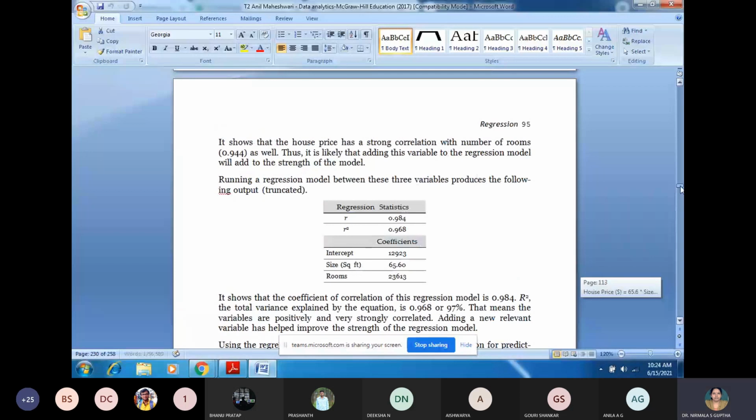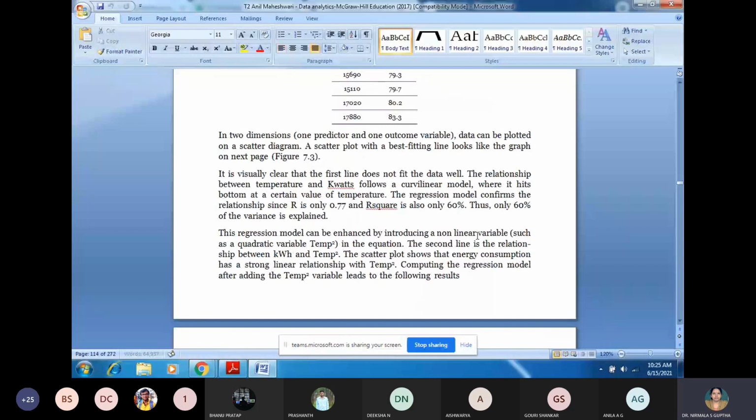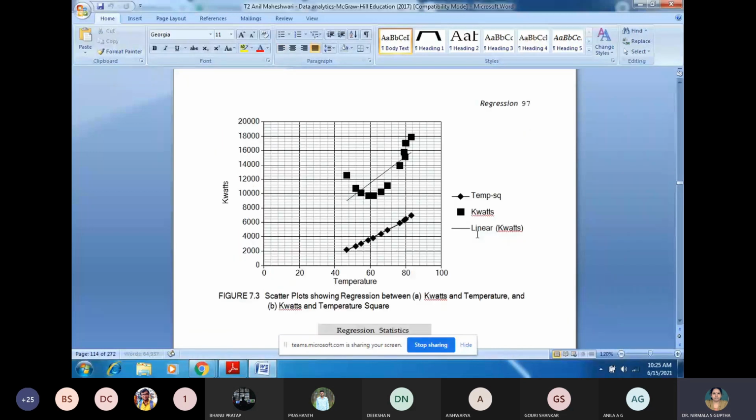So the scatter plot with a best fitting curve or best fitting line normally looks like the graph given in the picture of table 7.3. So this is the scatter plot showing the regression between the electricity consumption in terms of kilowatts and the temperature in terms of Fahrenheit. So we can make an understanding here.